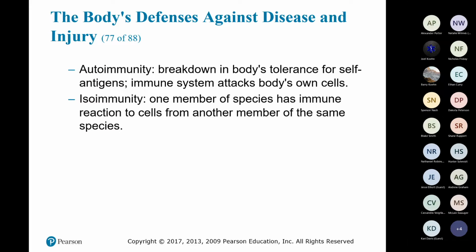We talk about autoimmunity, a breakdown of the body's tolerance for self-antigens. The immune system attacks the body's own cells. That's when we talk about autoimmune disorders. Can anybody list any autoimmune disorders by chance? Eczema. Okay. What's another one? Psoriasis. Okay. What's another one?